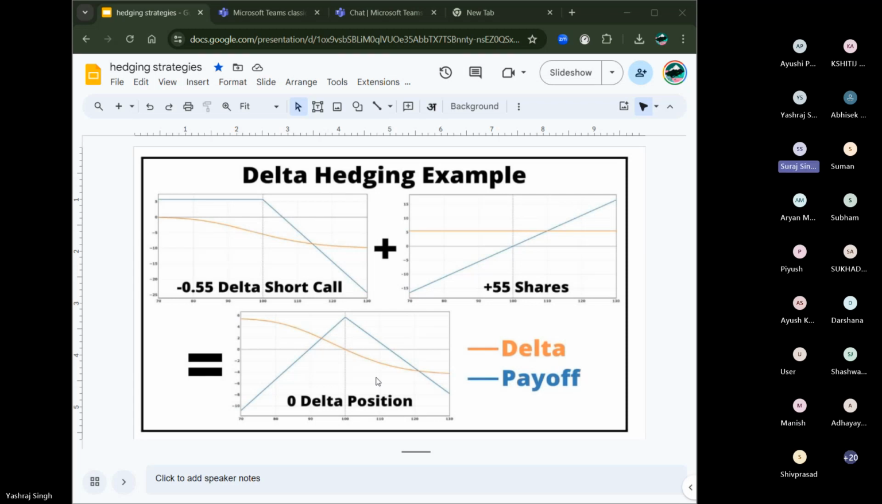You said we have minus 0.55 delta, so we have to buy 55 shares. But delta keeps changing every day. So if delta is something less tomorrow, we have to buy those shares again.